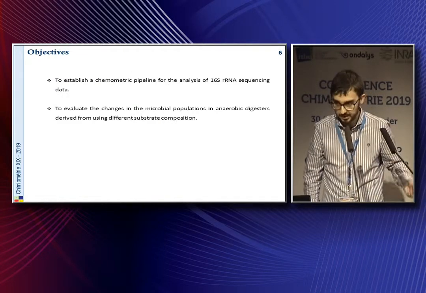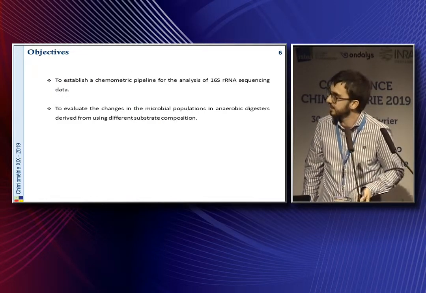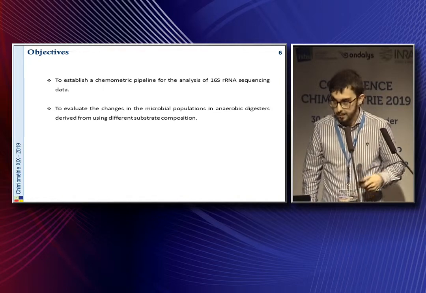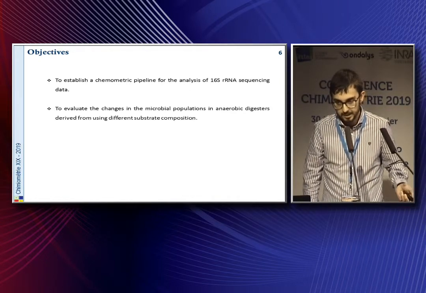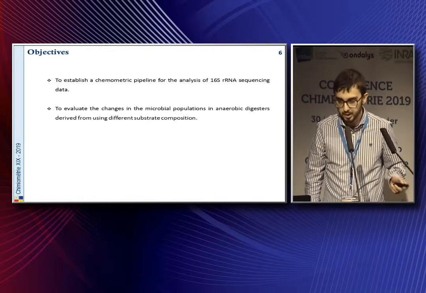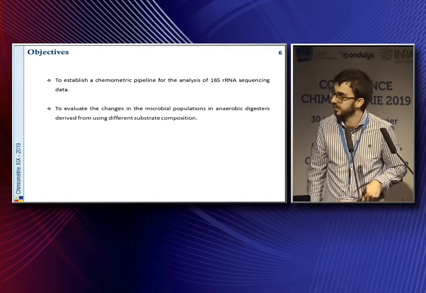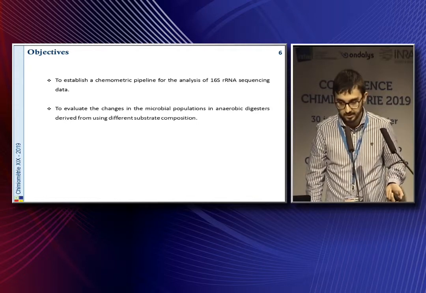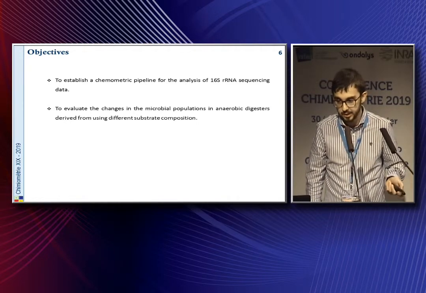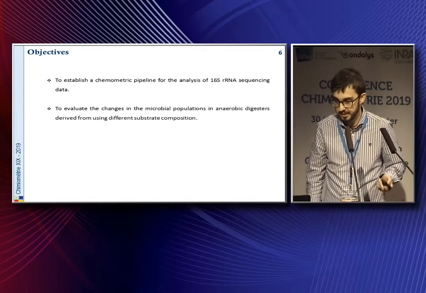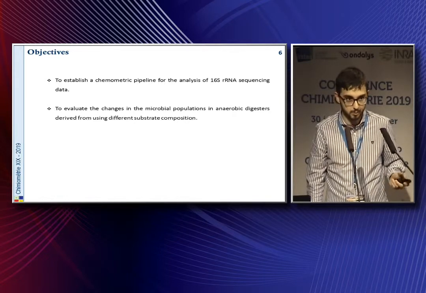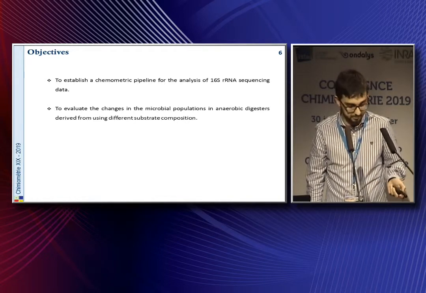So after having introduced what this kind of data looks like, the aim of the study, in fact, can be divided into two different objectives. The first objective is to establish a chemometric pipeline for the analysis of the 16S ribosomal RNA sequencing data, and the second objective is to evaluate the changes in the microbial populations in anaerobic digesters derived from using different substrate compositions.